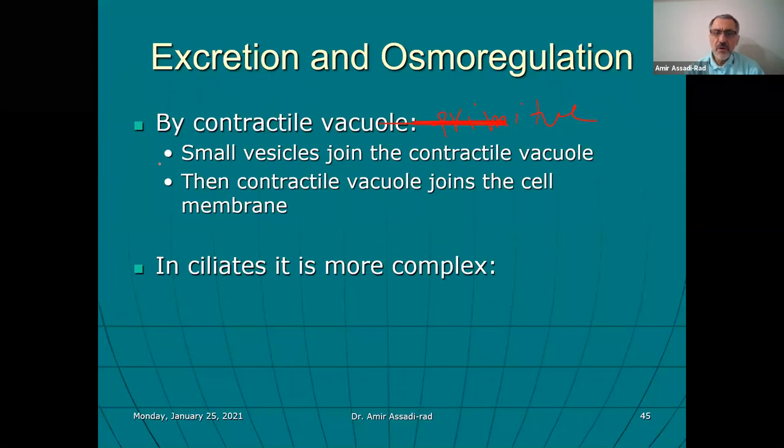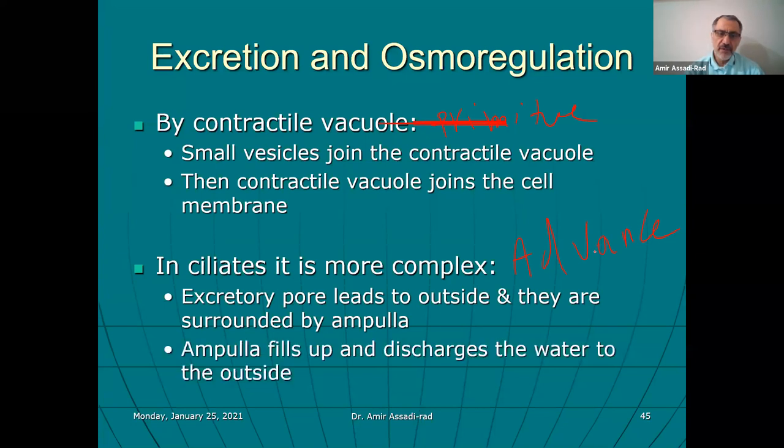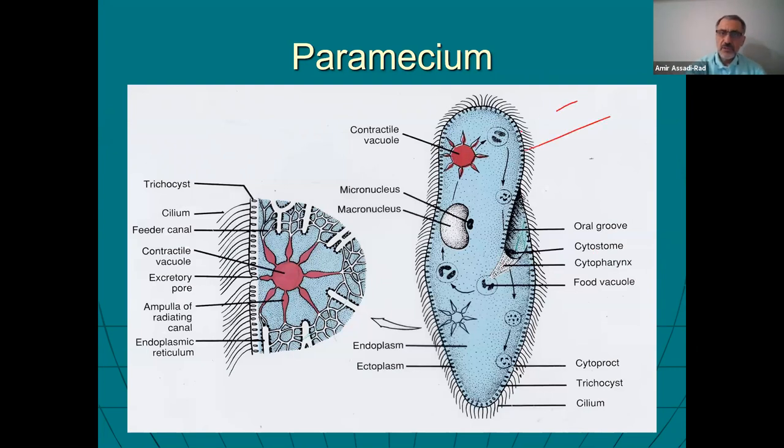The other one is a more complex one, more advanced, and it is complex. More advanced one, it means it was evolved recently. There are excretory pores that lead to the outside and are surrounded by ampulla, and ampulla discharge the water to the outside. So as I said, water is constantly coming in, right? Outside is hypotonic, inside is hypertonic, right?